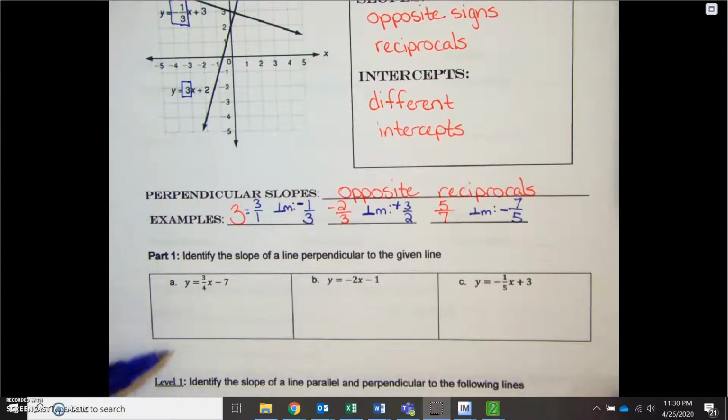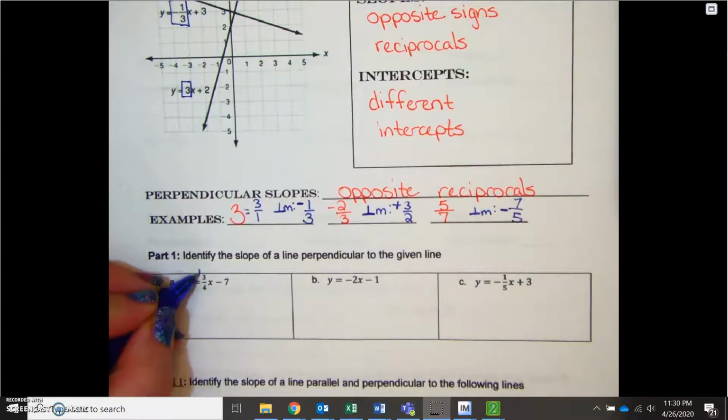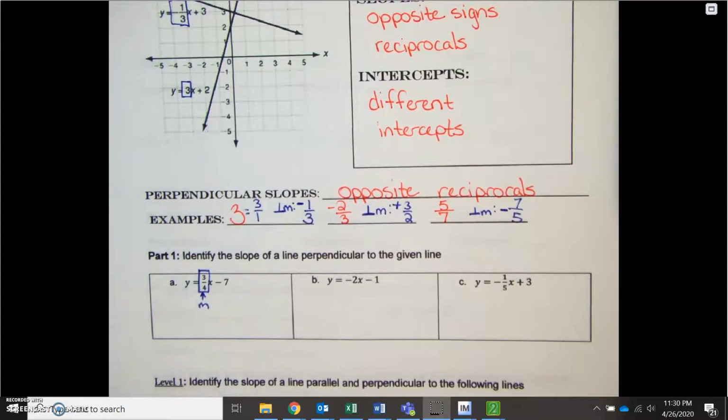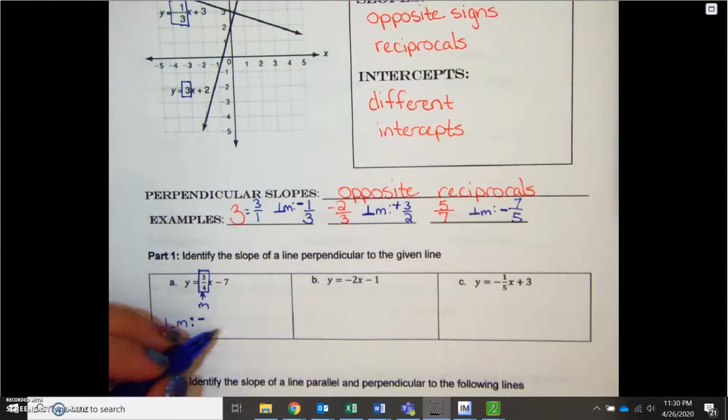If they gave us an equation, could we find the perpendicular slope? So this equation is given to us in slope-intercept form. Again, remember level 1, they already give it to us in slope-intercept form. Our job is to identify the slope and then name the perpendicular slope. So the slope is the number in front of the x. That's my m. That's my slope. So my perpendicular slope, there's my upside down t. Perpendicular slope would need to be the opposite sign, so it's going to be negative. And we're going to flip that upside down, the reciprocal. -4/3.